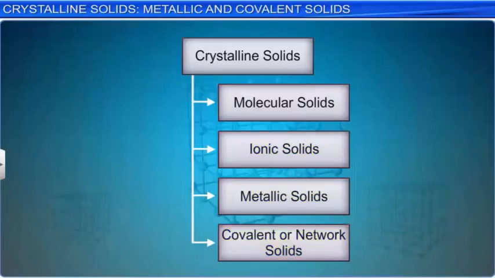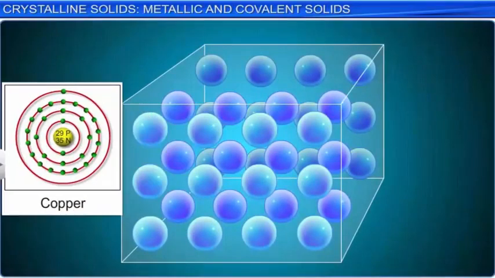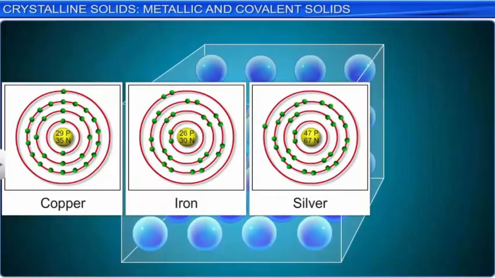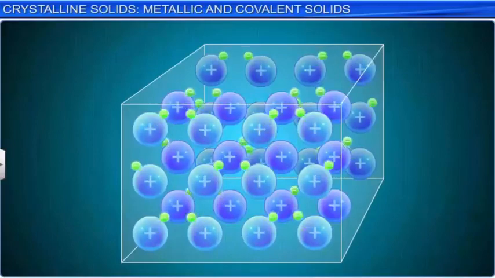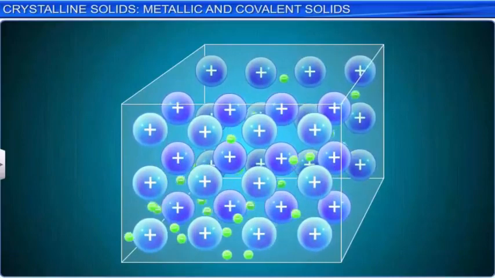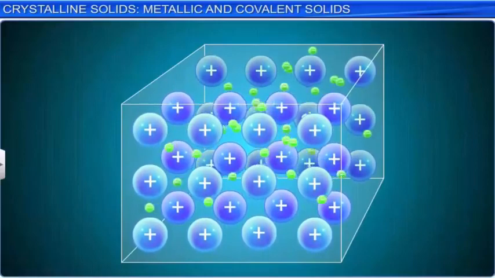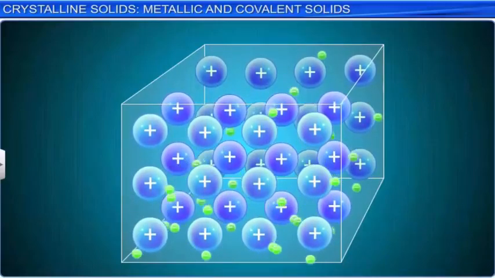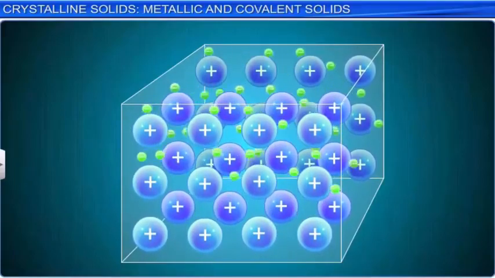Let us begin our discussion with metallic solids. In metallic solids, the metal atoms, such as copper, iron, silver, and magnesium, lose their valence electrons to the crystal as a whole. These solids are merely a collection of positive ions surrounded by and held together by a sea of electrons. Hence, the constituent particles in a metallic solid are positive ions in a sea of delocalized electrons.